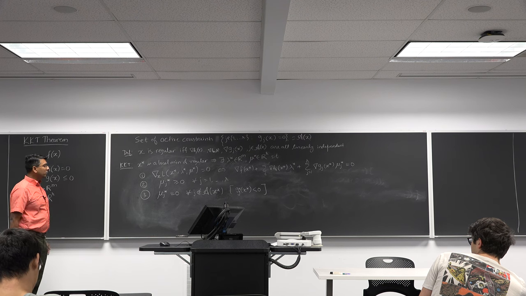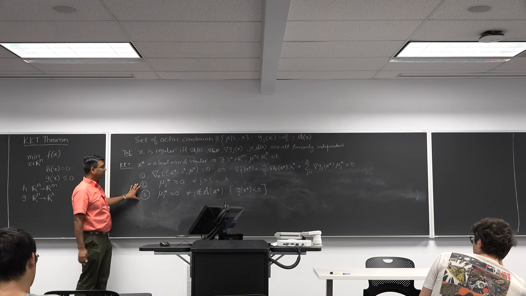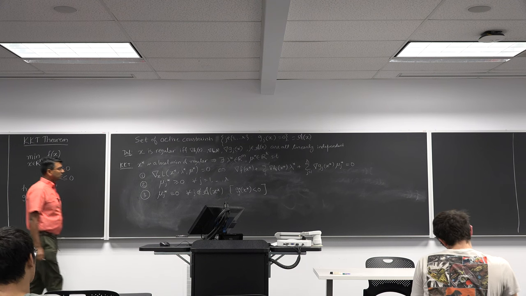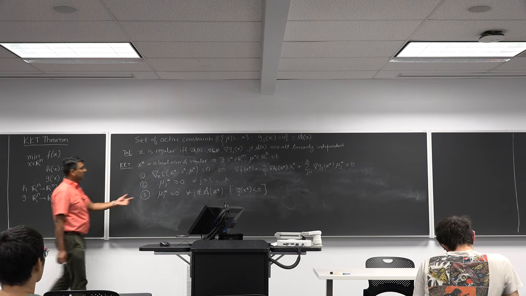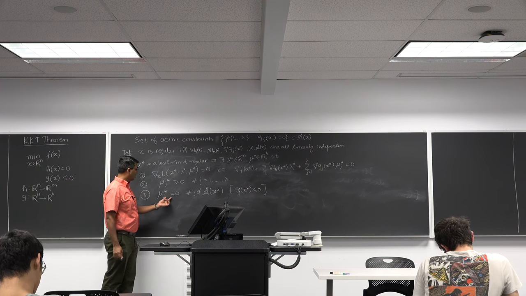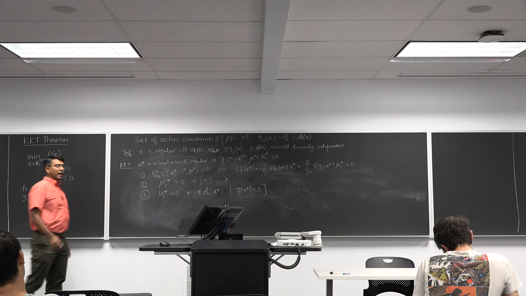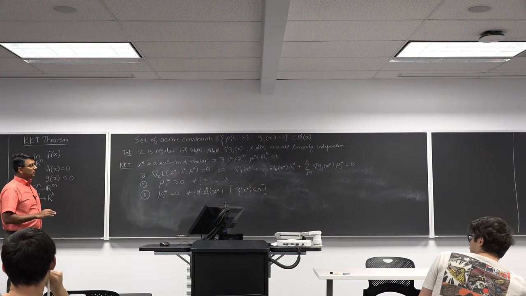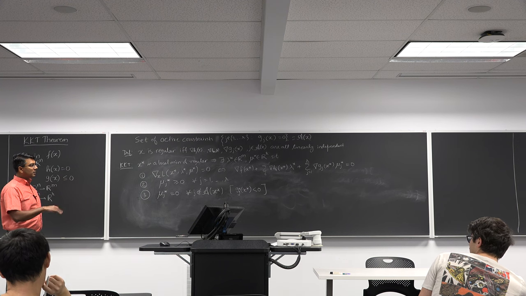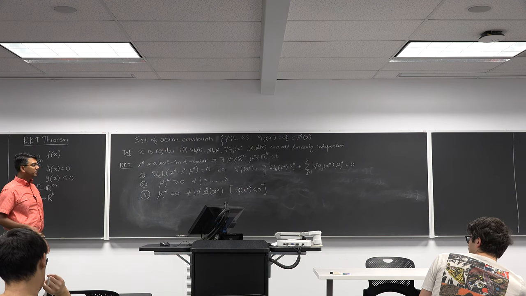Let's try to get an intuition of why the second and third conditions should be the case. Why should we have mu j star greater than or equal to 0, and this mu j star should be equal to 0 for inactive constraints? Even though the intuition I'm going to build assumes second order sufficiency conditions to be valid, because I'm going to invoke the sensitivity theorem here to give you the intuition.